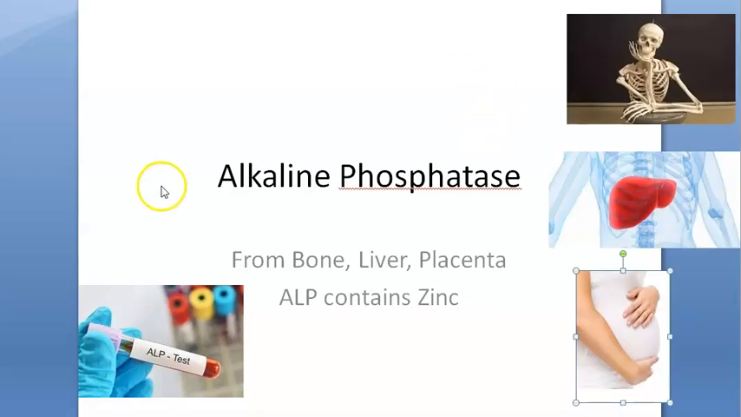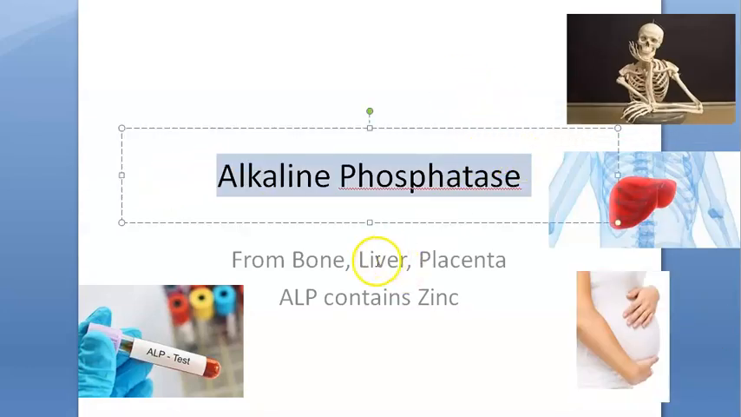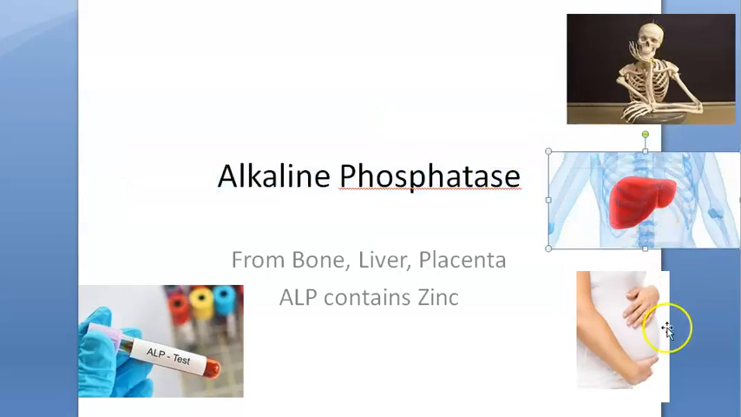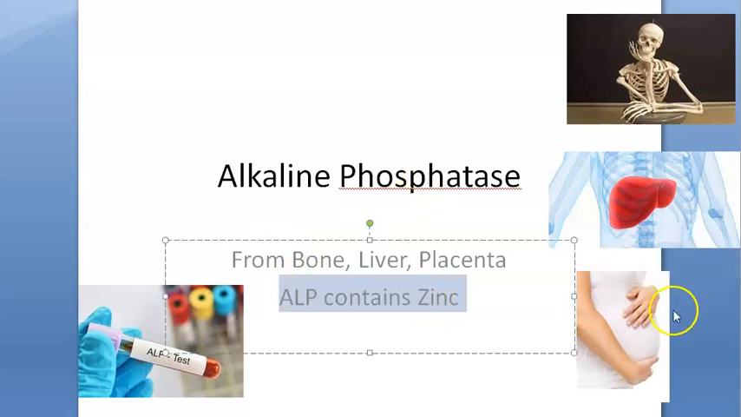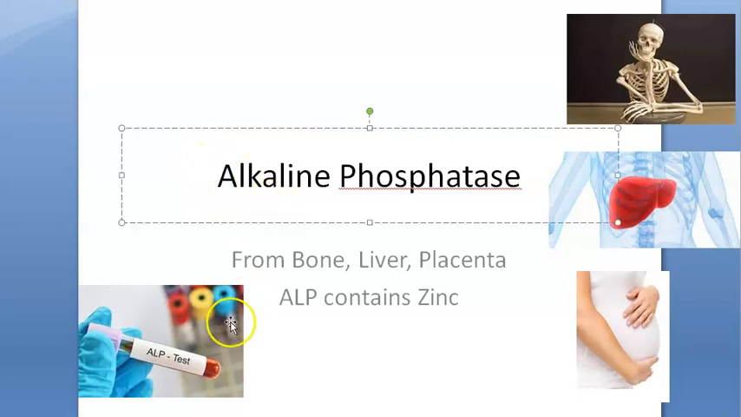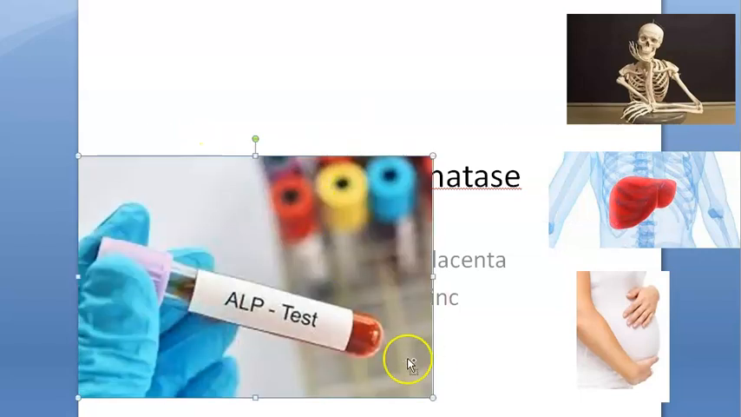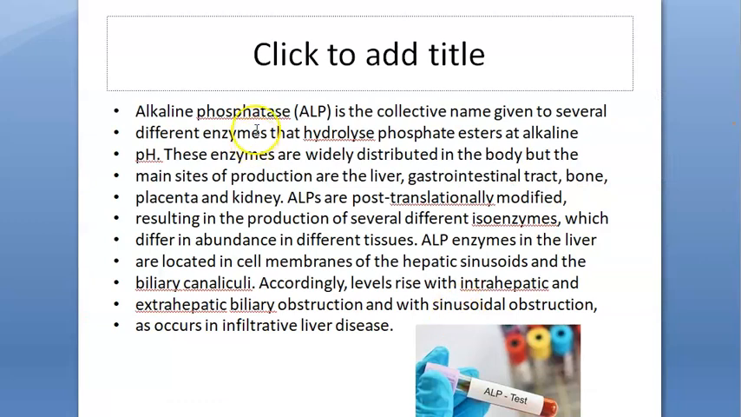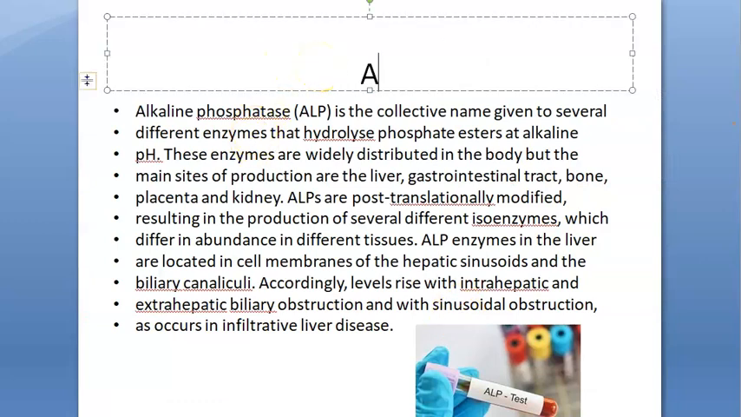Hello people, in this video we want to look at alkaline phosphatase. Basically, alkaline phosphatase is an enzyme made by bone, liver or even placenta. This enzyme contains zinc. We are looking at the serum alkaline phosphatase levels, that means in the blood, and why it can increase or decrease. So what is ALP? That is alkaline phosphatase.